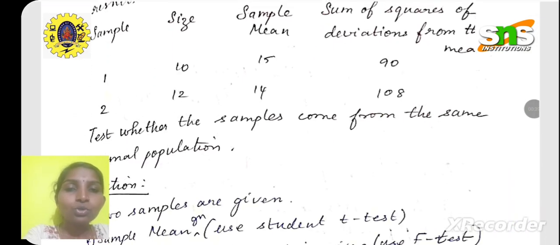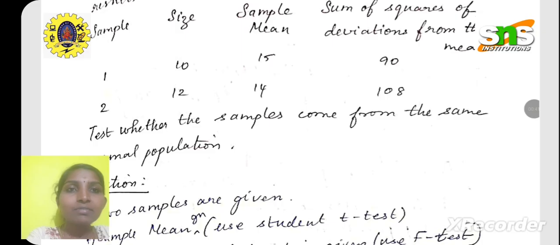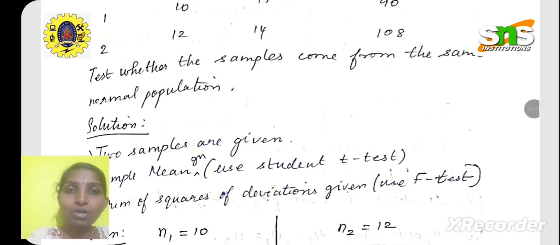What do we have to do? We have to test whether the samples have come from the same population or not. Since we are given the mean and the squares of the deviations, we have to check both cases in the given problem. First we will check the sample mean, whether it is coming from the same population or not, and for the second question we will check the sample variances given here. We are going to test whether the samples have come from the same normal population or not.